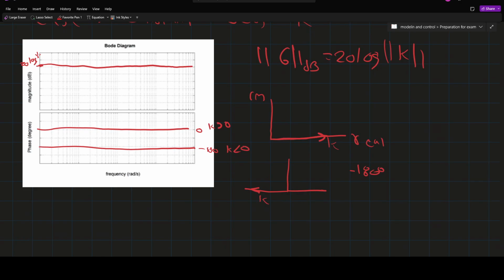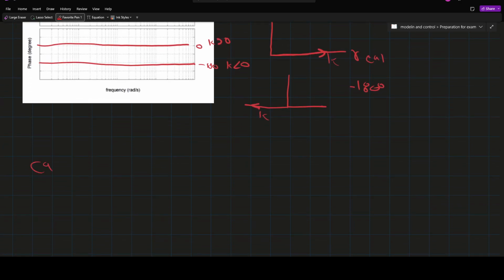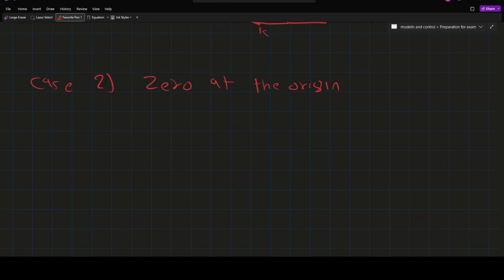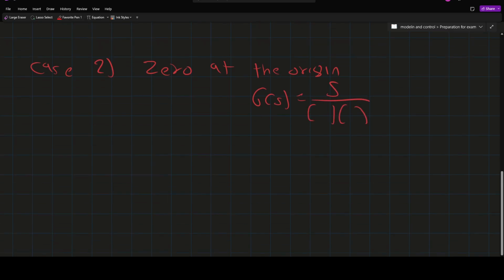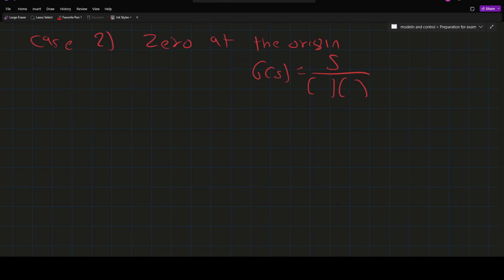Okay, now we are gonna see another case. Case 2, a 0 at the origin. This means that in our transfer function, g of s is gonna be equal to s, or s over something. That is a 0 at the origin.